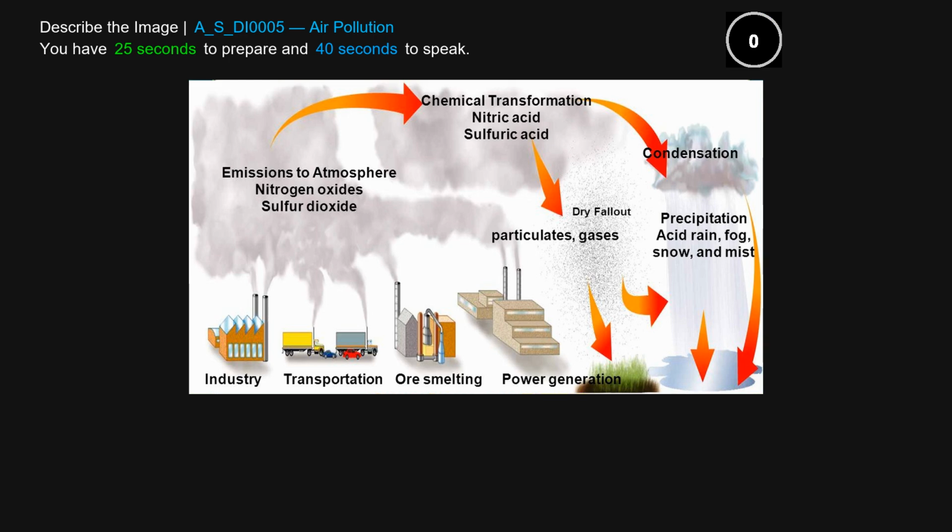The image given is a flowchart and it gives us information about different sources of pollution and their effects on the rainfall and the different showers on the earth. First of all, it is evident that industry, transportation, ore smelting and power generation are creating harmful gases which are getting upwards and being chemically transformed into nitric and sulfuric acid. Then in condensation it is just mixing up with the water in the cloud and then it is precipitating into acid rain, fog and snow. It can also be seen that when it is more dense, the dry fallout falls directly onto the grass. Overall, the image illustrates how this process happens in the atmosphere.